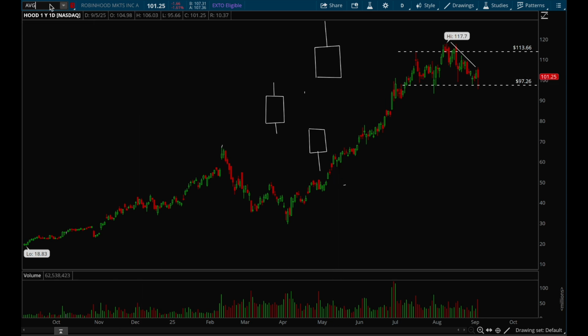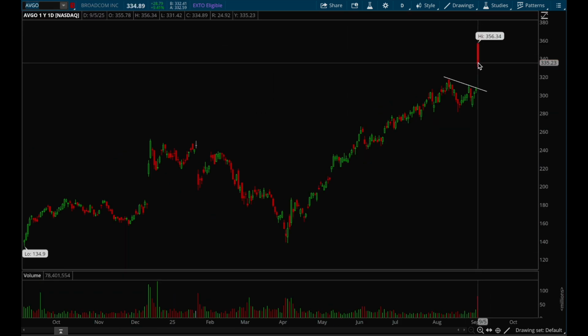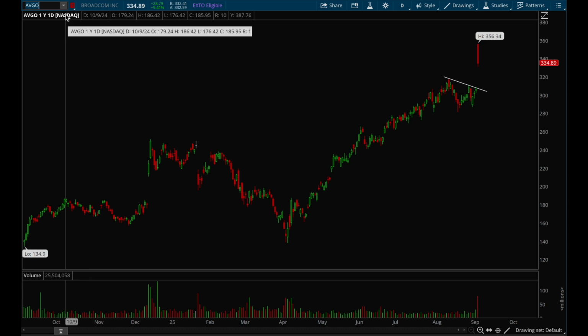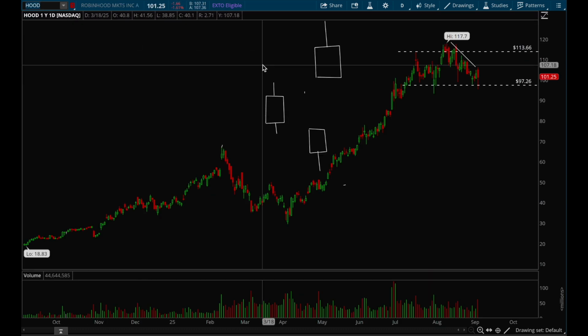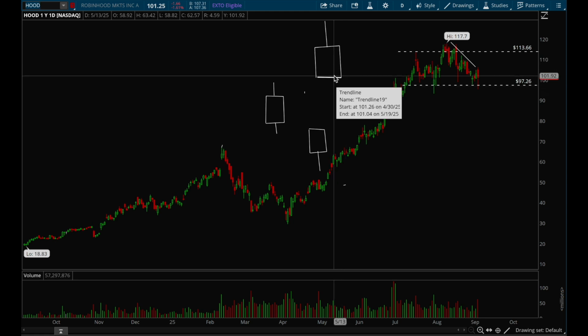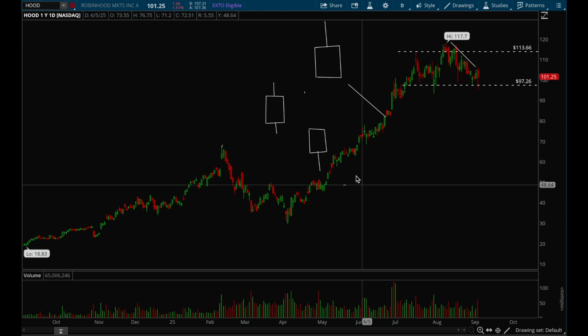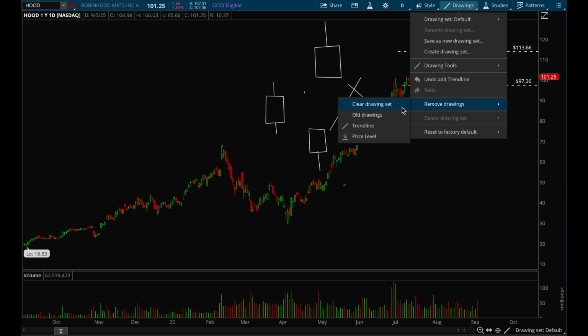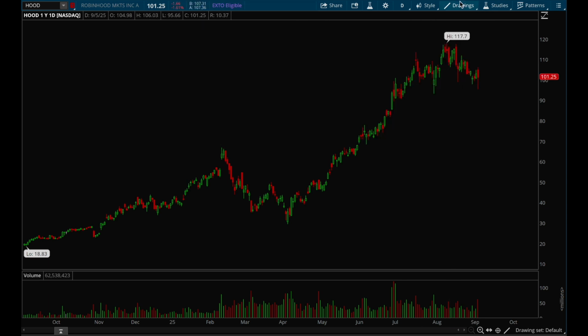For example, AVGO is a pretty weak candle because it went all the way up to 356 but closed at 334. That's an example of a hammer candle, but to the downside. Whenever you see that, it's also a bearish signal, and you can expect the next couple of days to go down. And for bullish, the next couple of days to go up. These hammer candles are really key because they can be pretty helpful for swing trading.